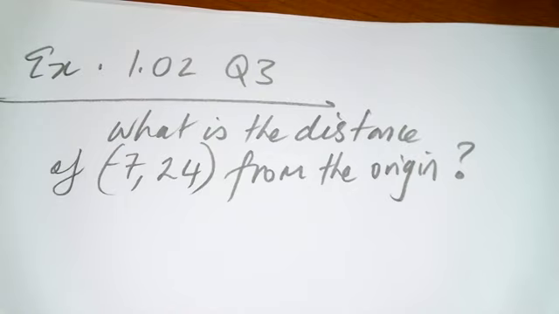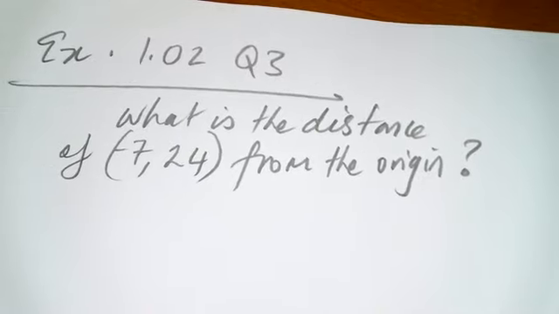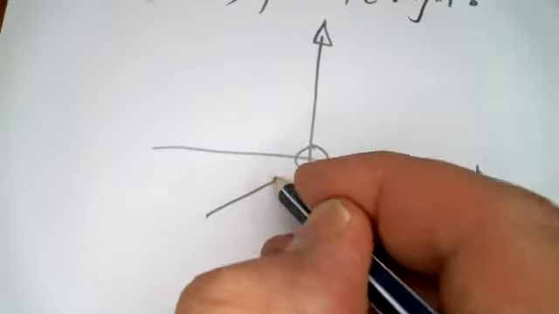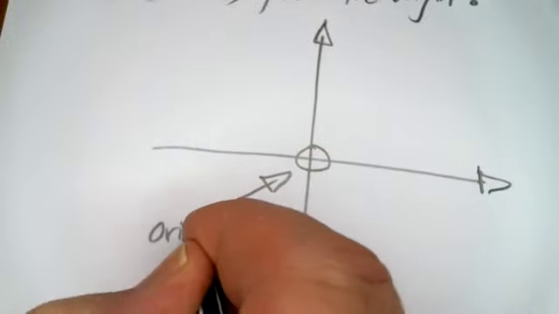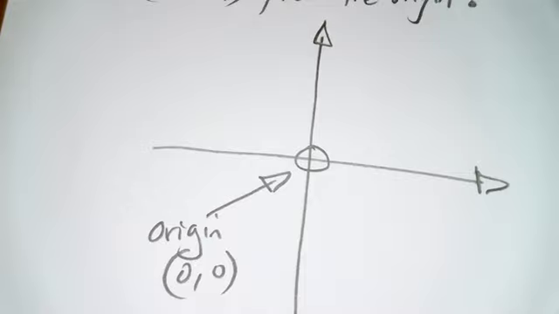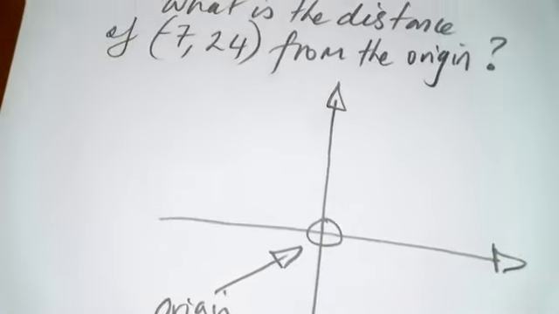Okay, exercise 1.02 question 3 asks for the distance of a certain point, in this case (-7, 24), from the origin. When it says the origin, it means that if I was to draw this up as a series of coordinates on a plane, the origin is this thing here, and the coordinates of the origin are (0, 0). In this case, the point is (-7, 24).